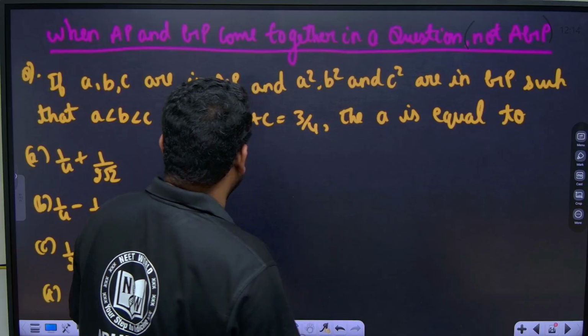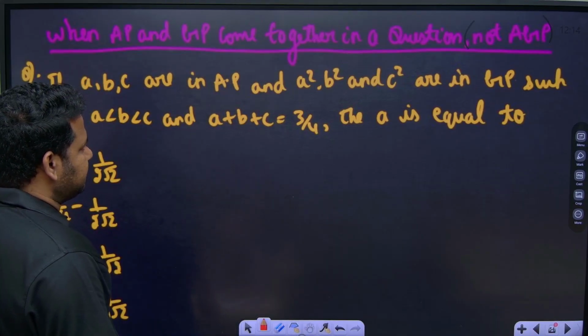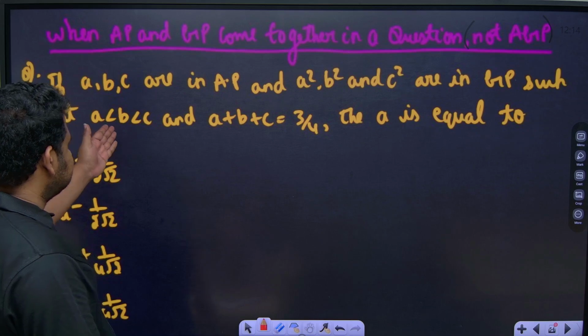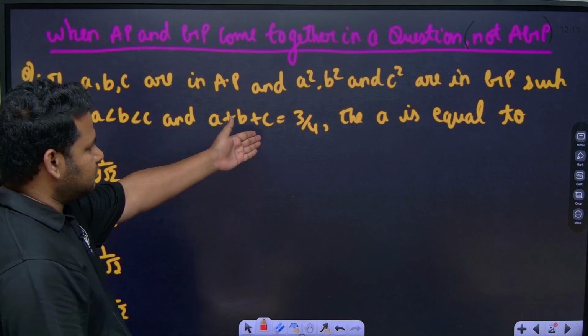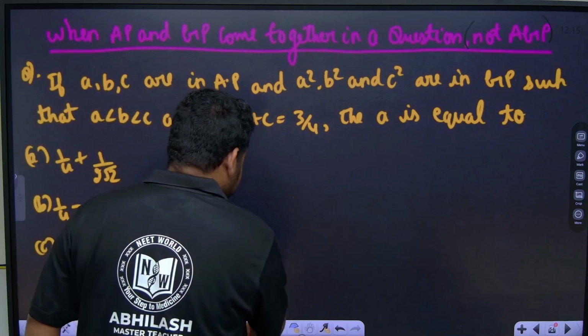Now, look at this question. They are telling A, B, C are in AP and A square, B square and C square are in GP, such that A is less than B is less than C, and A plus B plus C is equal to 3 by 4. Then A is equal to what?